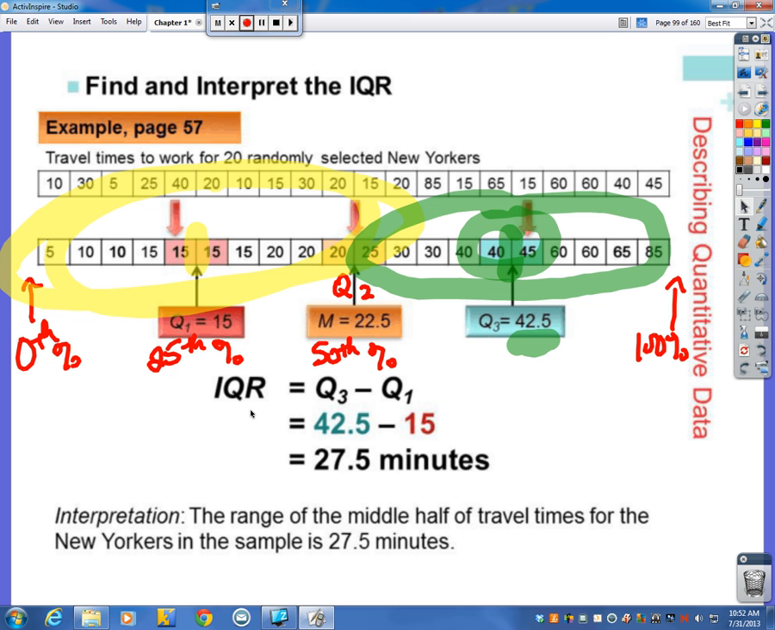Now, the interquartile range, again, was the difference between Q3 and Q1. So Q3 is 42 and a half, Q1 is 15. We have an interquartile range of 27 and a half minutes. Now, you might think, why would I want to use IQR more so than the range?